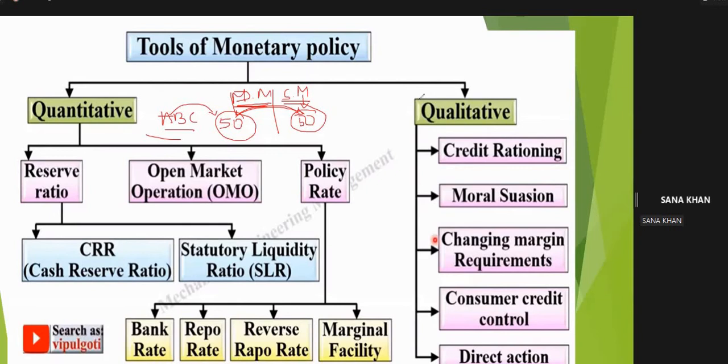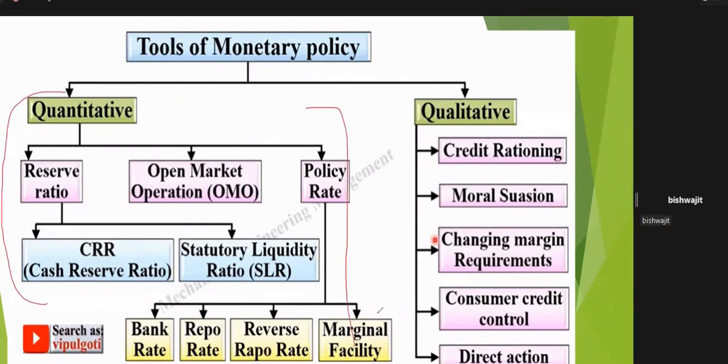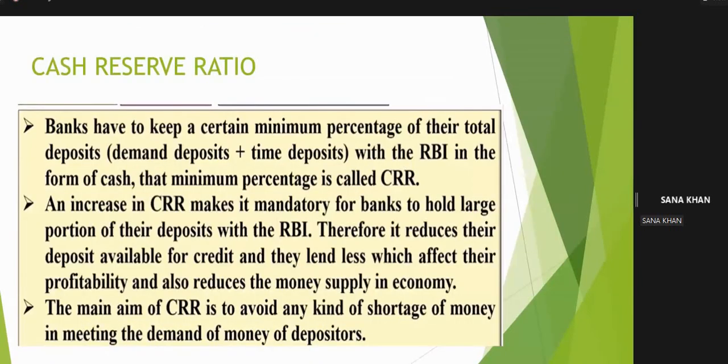Okay, I hope I made it clear all the quantitative measures. Yes, ma'am. Shall I complete qualitative? Just give me 5 more minutes. Yes, ma'am. Okay, so I'll just quickly go to the slide. Qualitative measures, credit rationing we have.